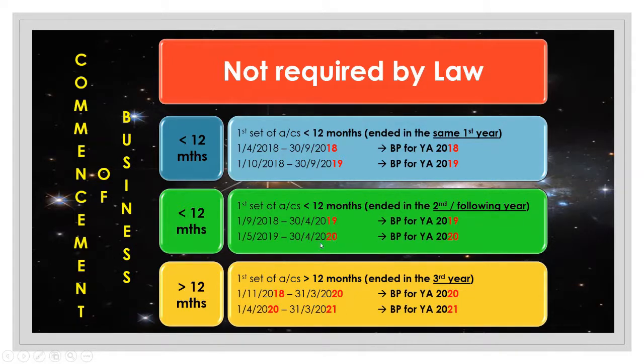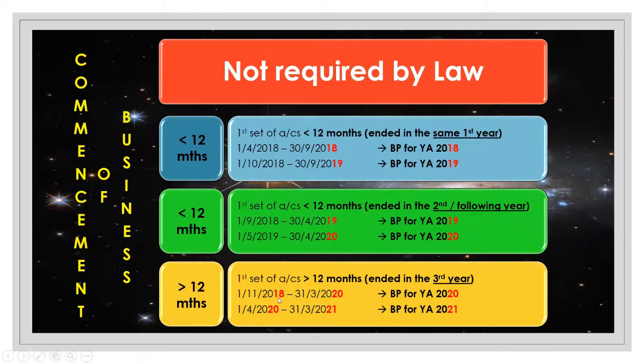Okay, in the next category, your first set of account would be more than 12 months. You would have more than 12 months when you enter your first year end in the third year. What happened is that you commence your business in 2018. However, in 2019, you did not close your account yet. You only decided to close your account in 2020 on 31st March. Therefore, in this case, you close your first set of account in 2020, which is in the third year.